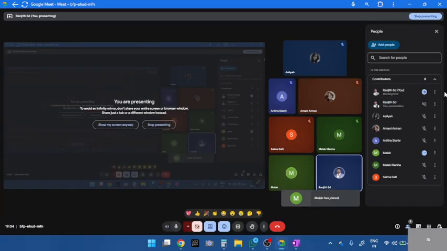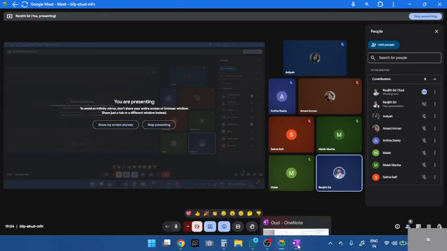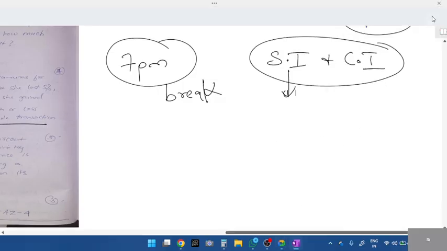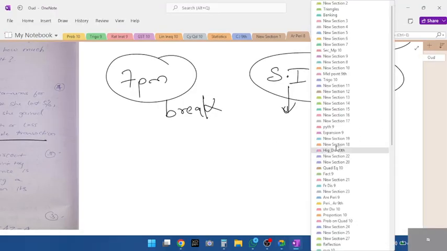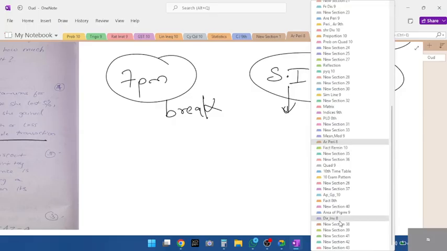Simple interest. Okay, Shasta, Amani. Yes. Look at the screen. Simple interest and compound interest. I'll just solve a few questions. Just go through those few questions.